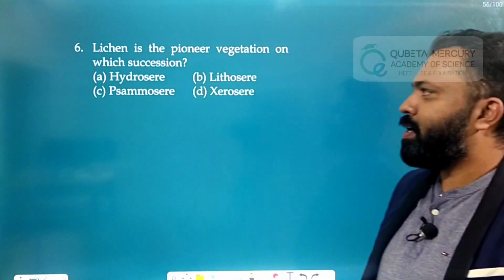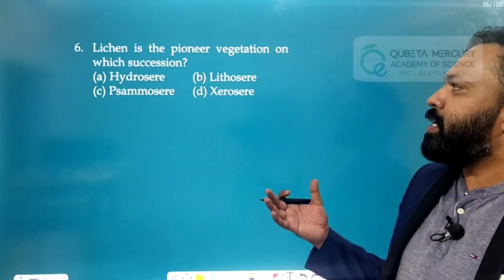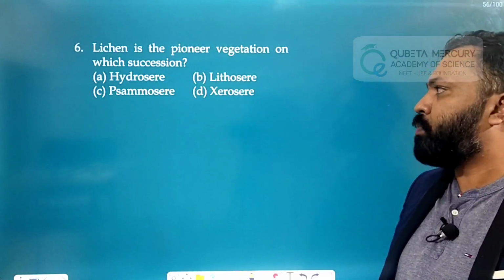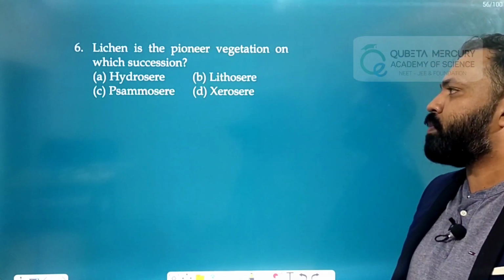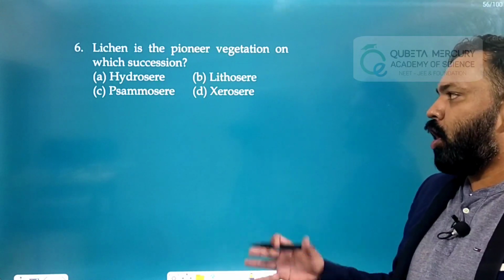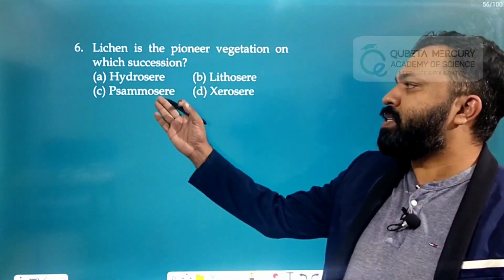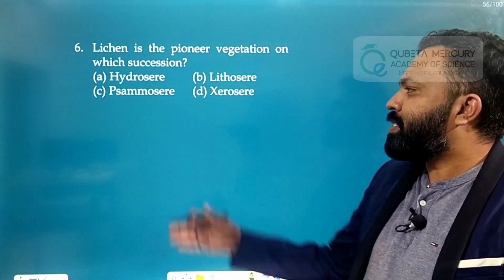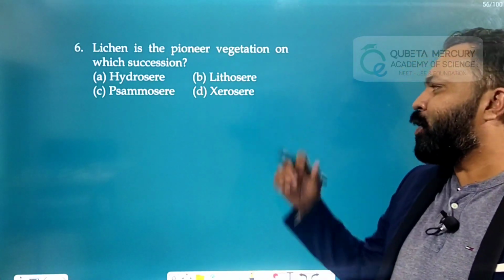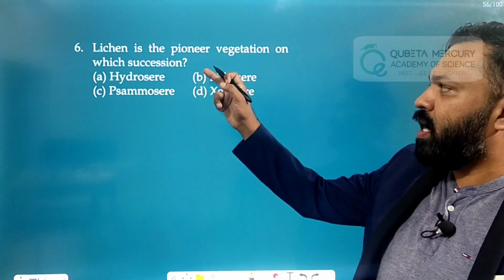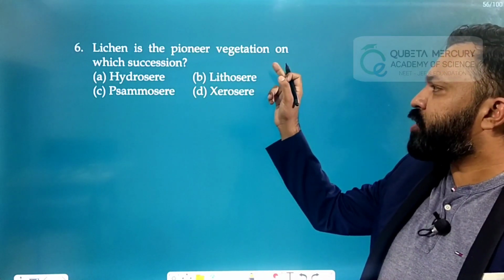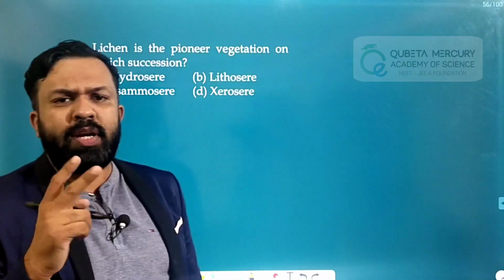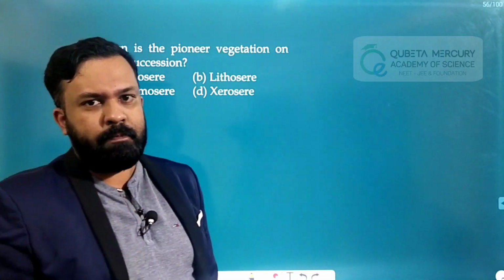Okay, here comes it. Lichen is the pioneer vegetation on which succession? Chapter Ecosystem, 12th Botany chapter Ecosystem, and the topic Ecological Succession. Options are Hydrarch, Lithosere, Psammosere, and Xerarch. Lichen is the pioneer vegetation on which succession? Here, two options are more or less okay.